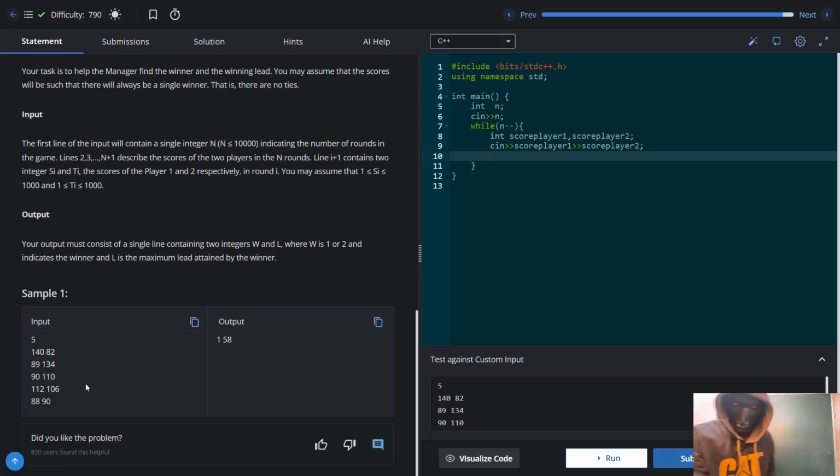So let me first write. You have 5 rounds. In round 1, the scores are in this form: 140, 82. In round 2, the scores are 89, 134. In round 3, you have 90, 110. In round 4 you have 112 and 106. In round 5 the scores are 88, 90. So let's come to the board.